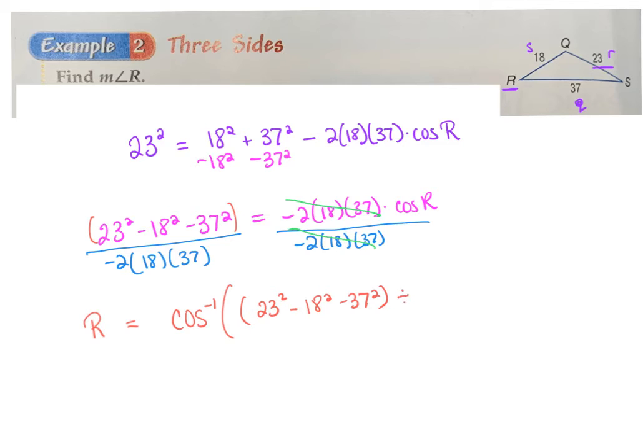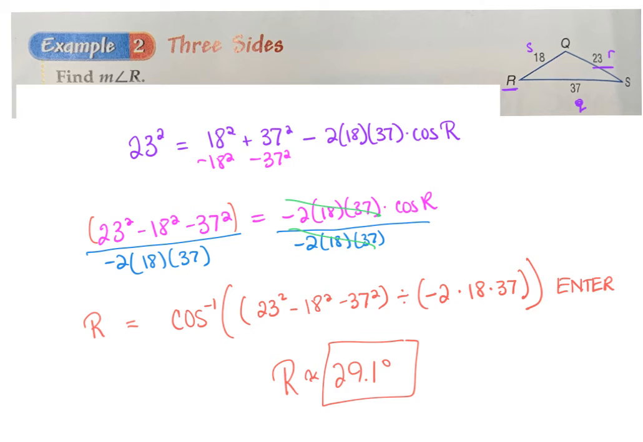And then you're going to say divided by, again, open parentheses, because it does not know that that multiplication is grouped. It will divide just by the -2, and then it'll start multiplying. So in your second group, you have to do -2 times 18 times 37. Close the small parentheses, close your big parentheses, and then you can hit your enter. So on this, when you do all of that, you should get, rounded to the nearest tenth, that R equals 29.1 degrees.